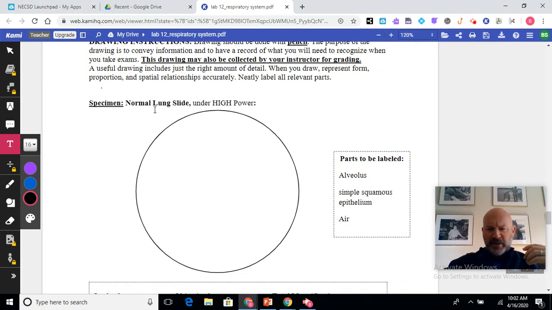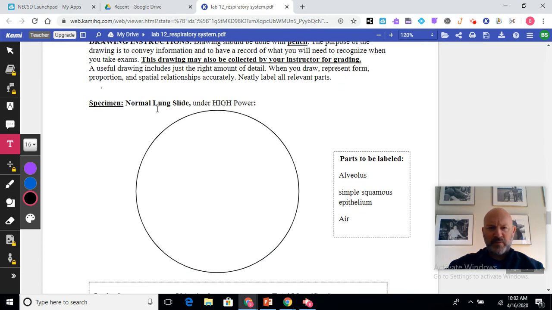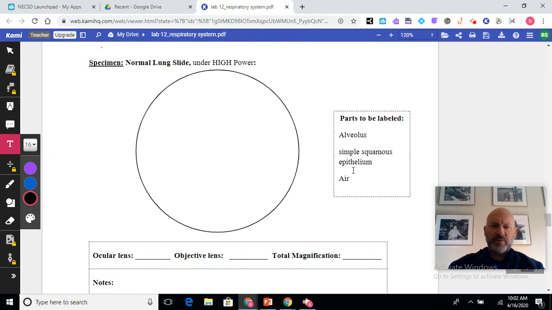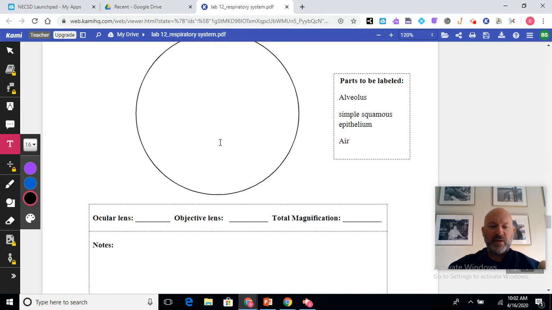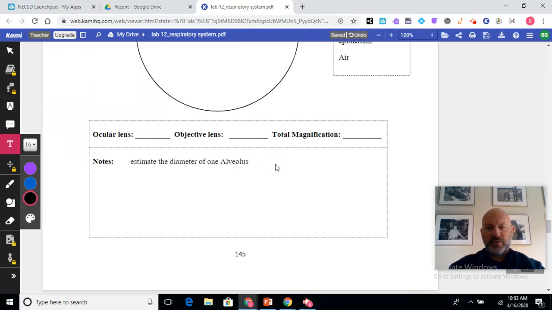So I'm going to leave you guys with two microscopic observations. One of them is going to be the air sacs, where you're going to label the alveolus, the simple squamous epithelial cells that line the walls of the alveolus, and then you're going to label where the air would be, which obviously is going to be in the middle of those things. So in the notes, what I want you to do is estimate the diameter of one alveolus. All right, and I'll show you what that looks like.